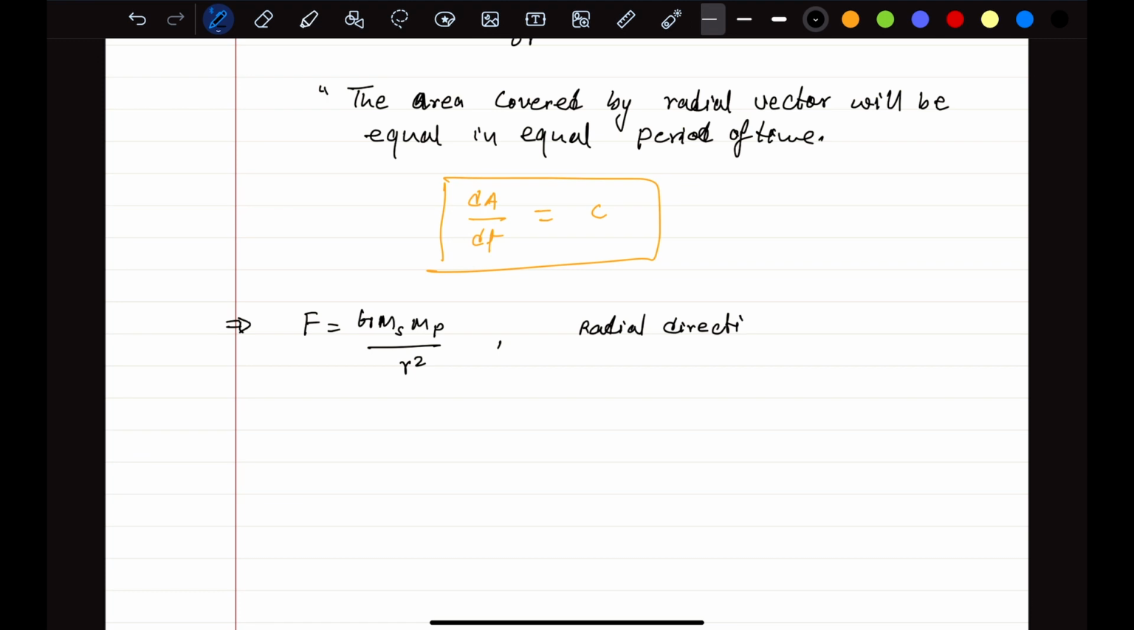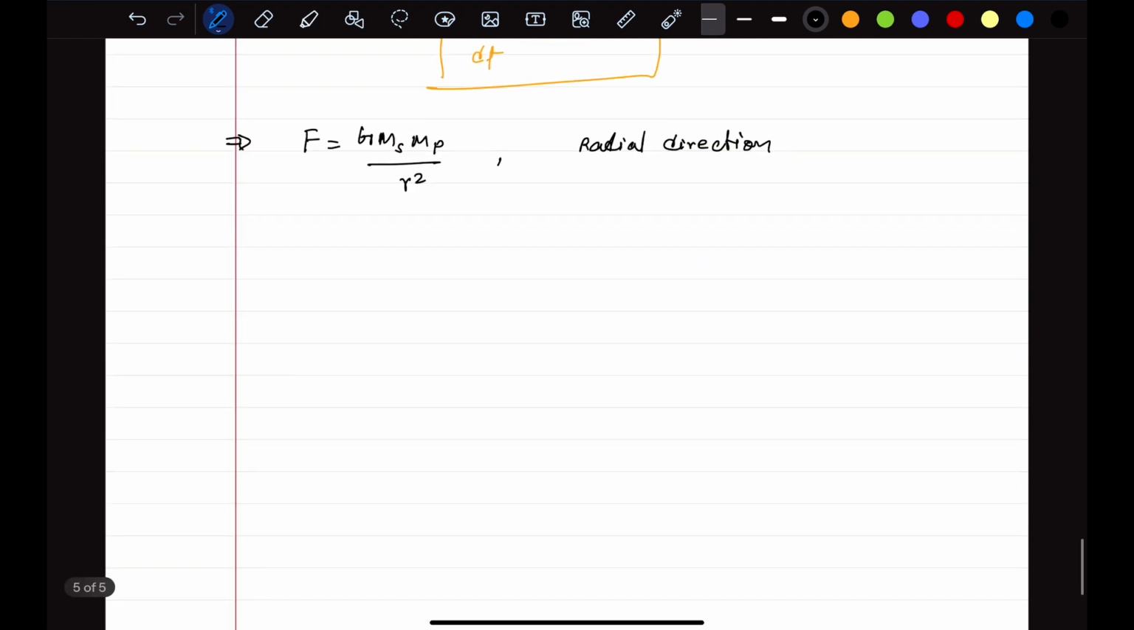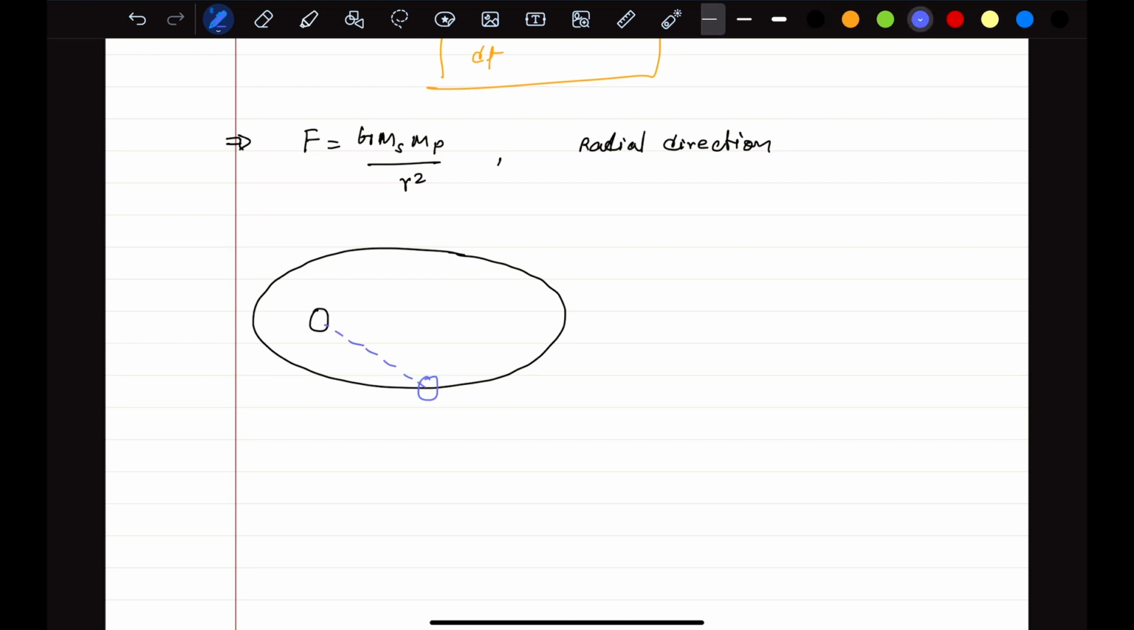So what is meant by the radial direction? The radial direction means the direction which connects these two point masses. Here in this case the planet and the sun will be taken as point masses, then the radial vector is the radial direction, and that force will be radially inward. Now let's use it. Let me draw it again. This was our path of the planet, this was the sun, and the planet was at this location. This was the radial vector. Now the gravitational force acting on this planet is in this direction.